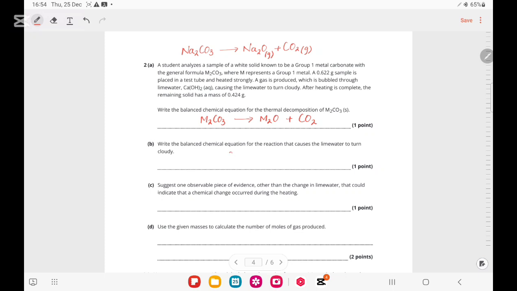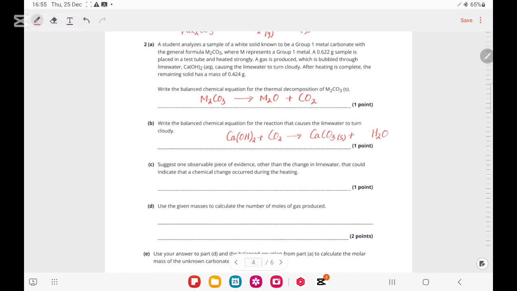Okay. Write the balanced equation for the reaction that causes lime water to turn milky. So what will happen? Calcium hydroxide, which is lime water, and when carbon dioxide gas reacts with it, it is going to form calcium carbonate in solid form, and water is going to form with it. Okay.